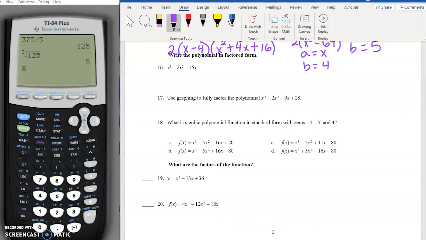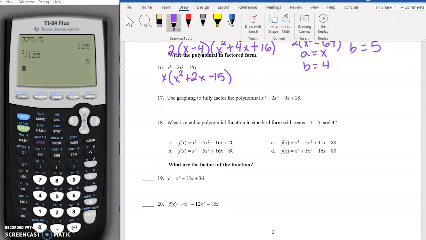On 16, I can do the first step. I can go ahead and take out a GCF. So I can go ahead and factor out x, because all 3 of these have at least one x. So x cubed divided by x is x squared. 2x squared divided by x will be just plus 2x. And then negative 15x divided by x will be minus 15.